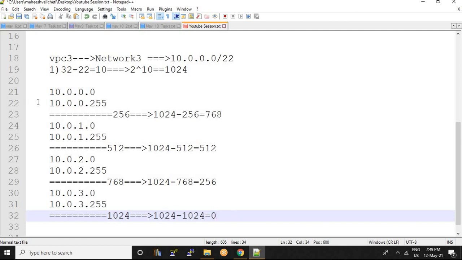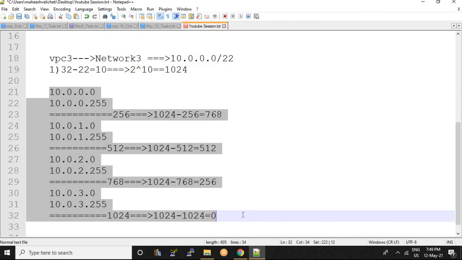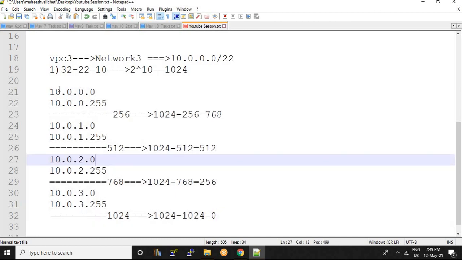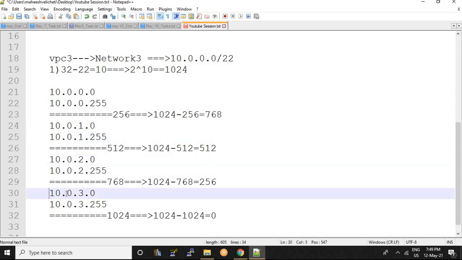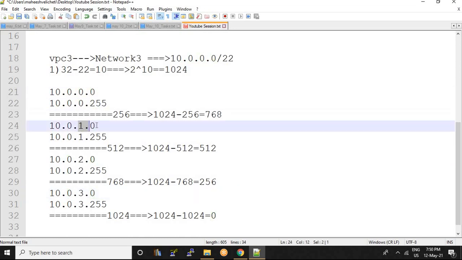Okay, and I told you that the part which is changing is called host addressing, and the part which is constant in the IPv4 address is called the network address. So in these 4 steps, which part is constant? Only 10.0. 10.0 is constant across all the steps. So 10.0 is the network address, and the changing part is called the host address. Okay, it's clear till here.